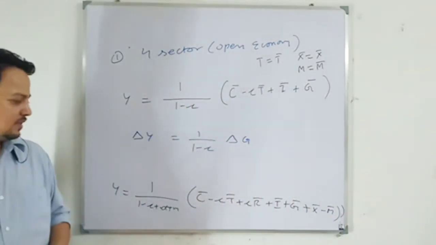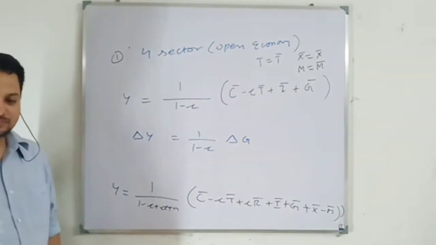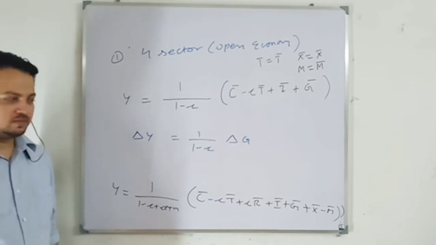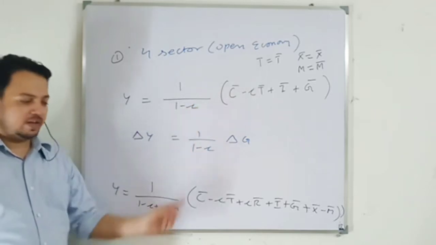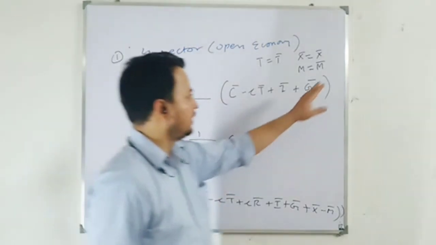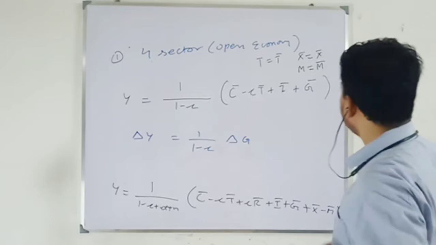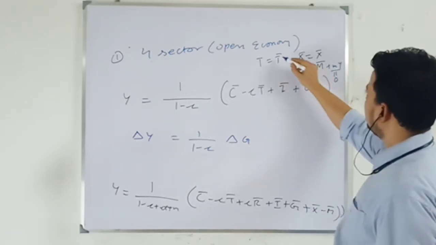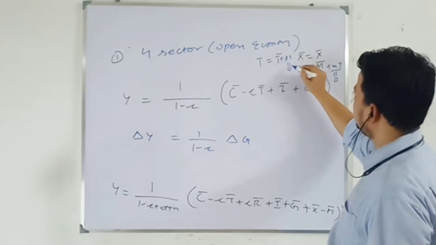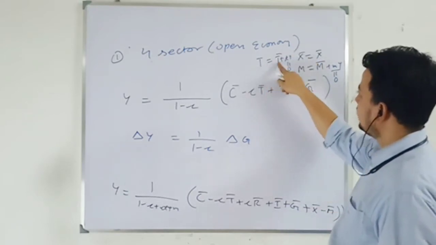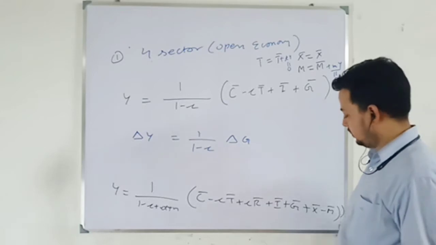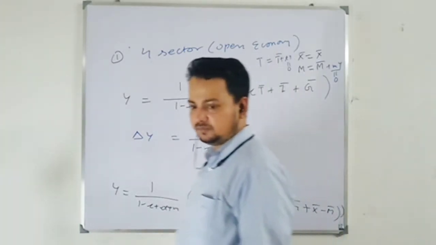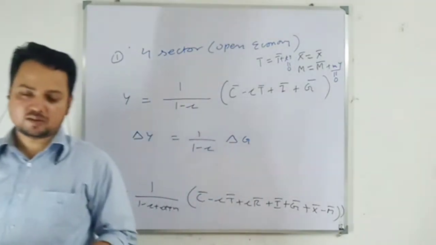If you do not understand, then tell me. Is it clear? When M is equal to M bar, I am not taking the induced part. This small m, I am taking 0. And the small t, I am taking 0. So T equal T bar, M equal M bar. I have written this term here, so these two terms will vanish. Agree everyone?